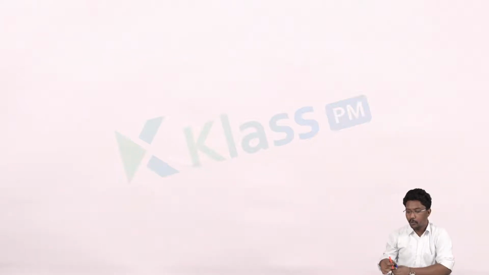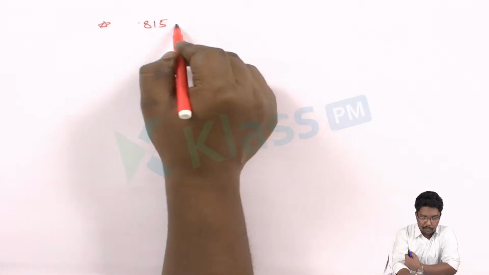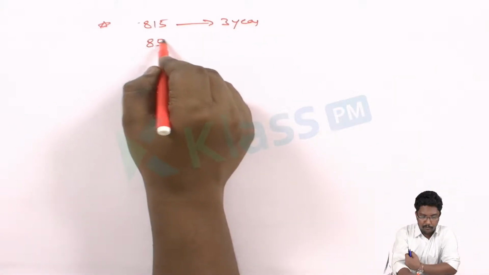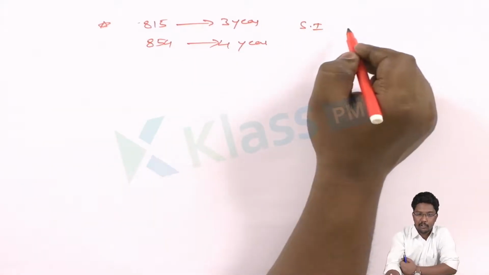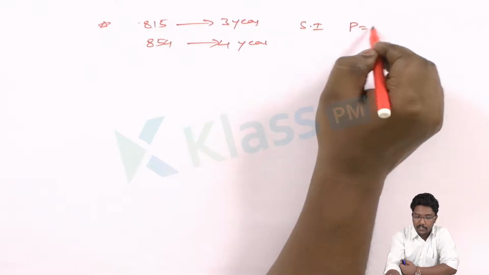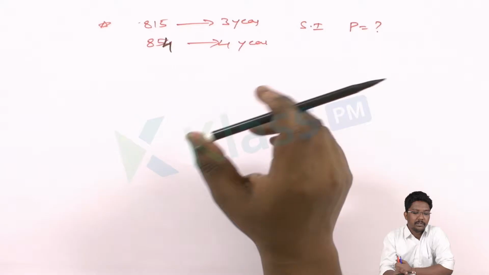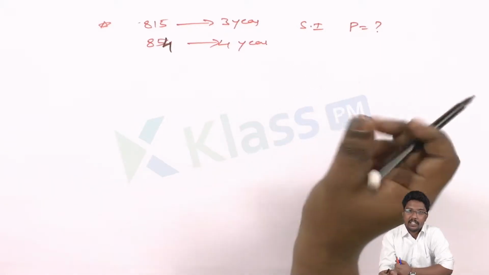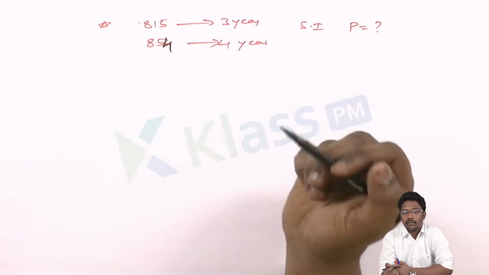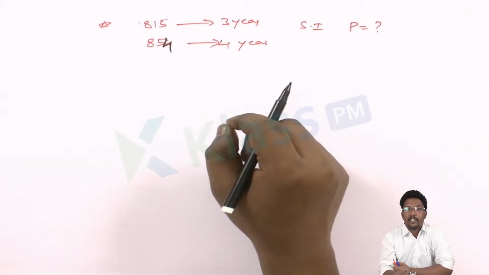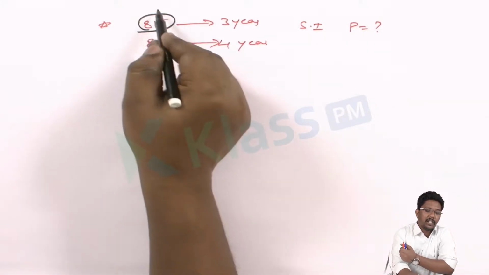Okay. And what is the moderate or difficult level? Please observe this problem. A certain amount becomes 815 rupees for 3 years and 854 rupees for 4 years, calculated on the basis of simple interest. What is the principal? I don't know the rate of interest. I don't know the principal amount. But the amount is given.